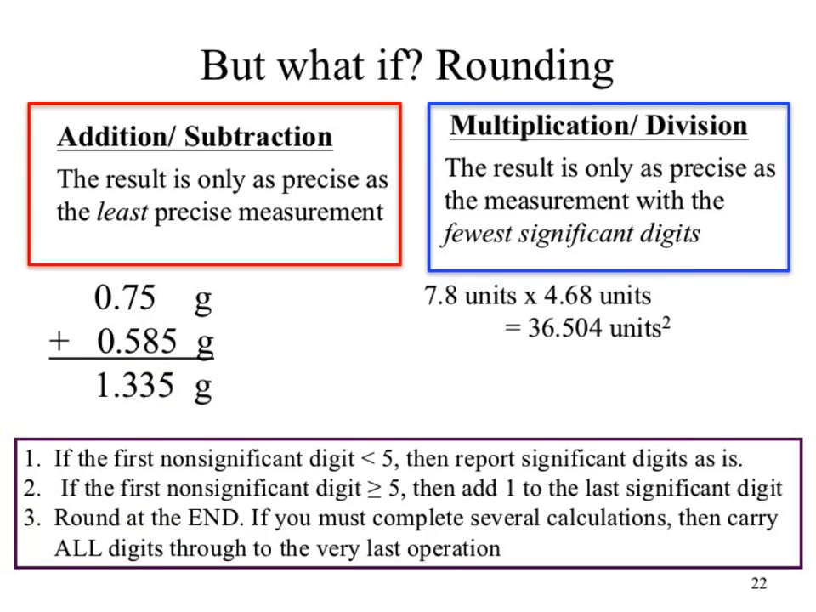Okay. So there's our rounding. Always round at the end of a calculation. If you have to do 20 calculations, you do not round. You carry as many significant digits through as possible, or as many digits through as possible. At the very end of all of those calculations is when you round. And only then.